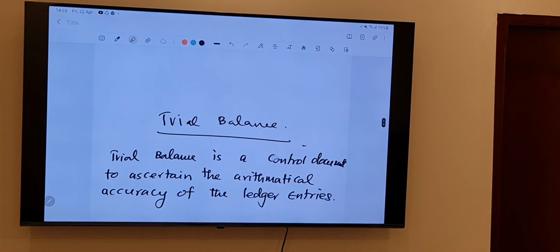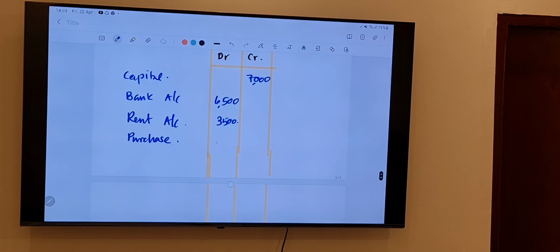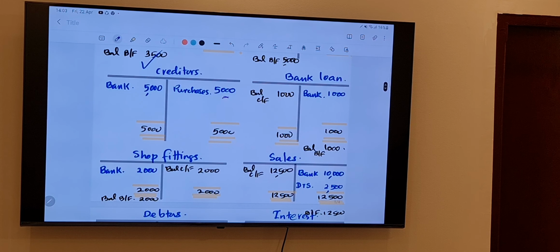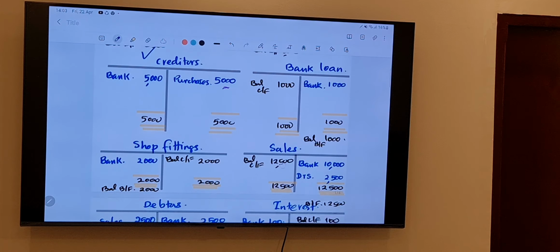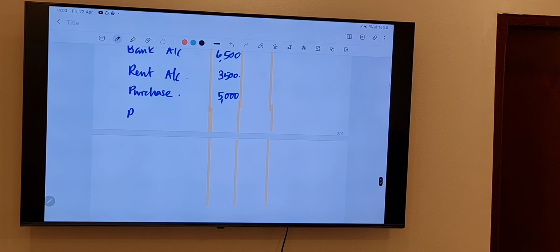5,000. So we have taken purchases now, so I can tick that. Then creditors. Do we need to take creditors? Do I need to take it to trial balance or no need? No need, because there's no balance. Bank loan. Should we take it or no need? Yes. How much bank loan? 1,000. Debit or credit? Credit.